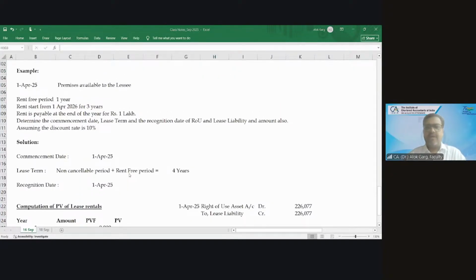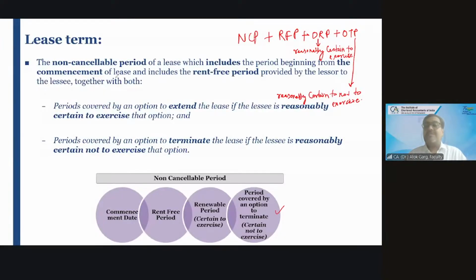So friends, now let's again go back to the PowerPoint presentation. Lease term is equal to the non-cancelable period of a lease, which includes the period beginning from the commencement of the lease and includes the rent-free period provided by the lessor to the lessee together with both. Now there are two more aspects, right? From commencement date, there is a non-cancelable period, rent-free period. There are two more aspects.